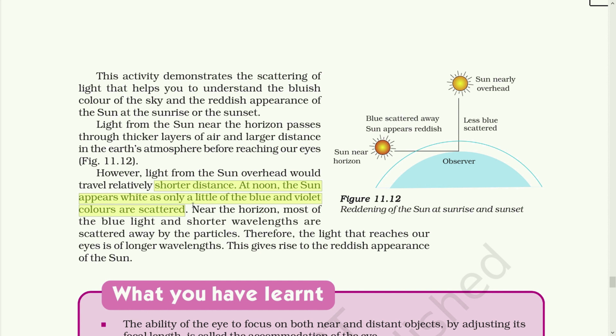Near the horizon, most of the blue light and shorter wavelengths are scattered away by the particles. Therefore, the light that reaches our eyes is of longer wavelength. This gives rise to the reddish appearance of the sun.